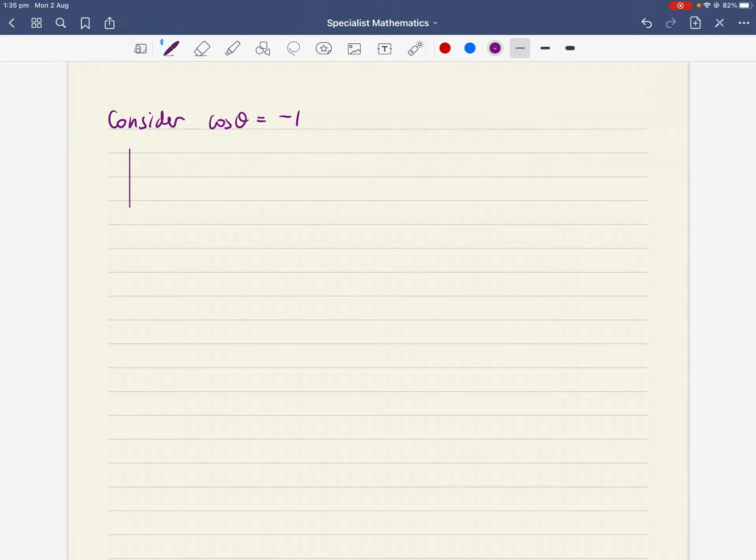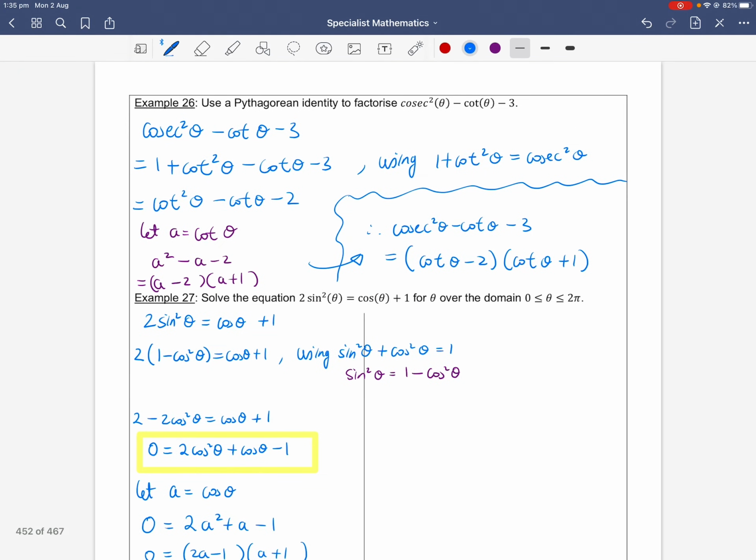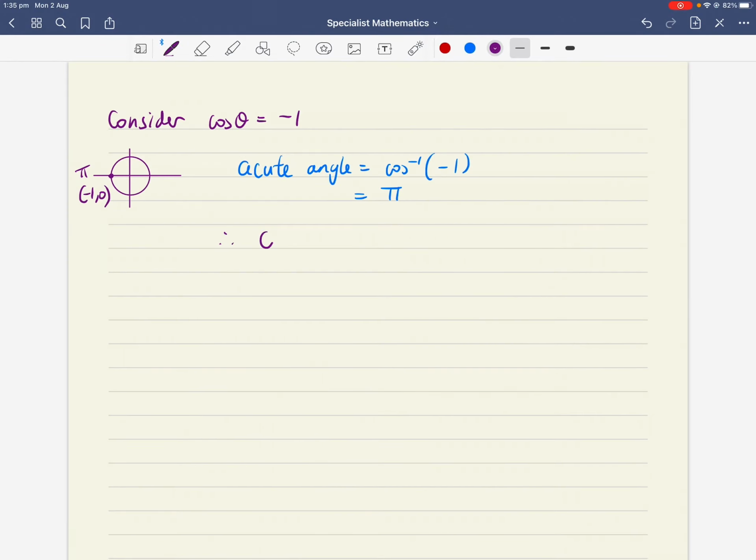Because if you look at your CAST diagram or your unit circle, cosine means it's the horizontal value. So you're looking for the point on your unit circle where your x horizontal value is negative 1. And there's exactly 1 point at negative 1 across, 0 up, and that angle is at pi. So we have that the acute angle is cos inverse of negative 1, which is pi, and in our given domain of 0 to 2 pi, there's only one answer for that. So therefore, theta must only be pi.